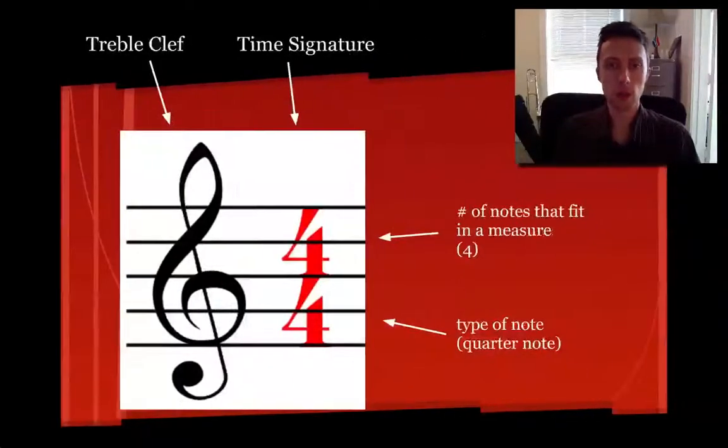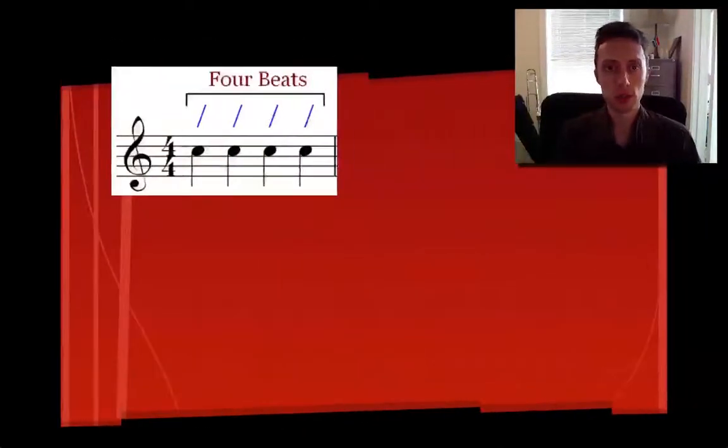All right, here we go. So, a little review. Remember that here we have a treble clef and a time signature. Remember that there are two numbers in a time signature. The one on top tells us the number of notes that would fit in a measure, in this case 4, it's in red there, and just below that is the type of note. So we have 4, which indicates quarter notes. So we're going to have 4 quarter notes in a measure for our little example here. As you can see, we have 4 beats and 4 quarter notes, so 1 note per beat. So there you have it.